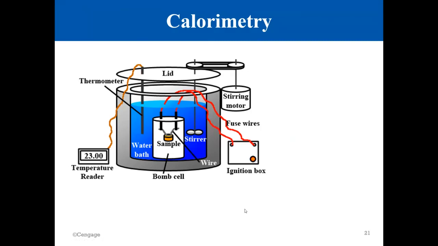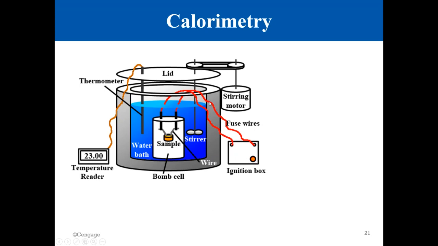We use calorimetry in order to measure the specific heat for any substance, like what you are supposed to do in the first lab experiment. You are supposed to measure the specific heat for a few samples.